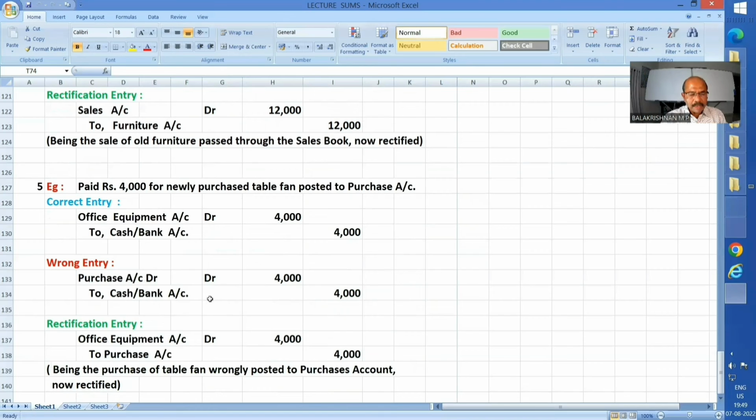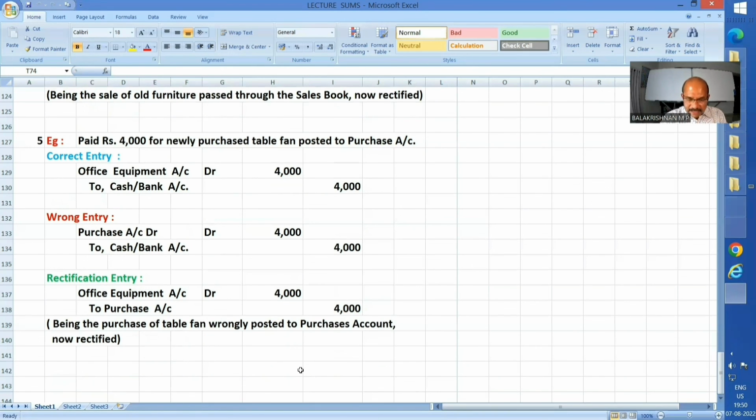The last one. Paid rupees 4,000 for newly purchased table fan posted to purchase account. Table fan is an office equipment item only. Okay. So the entry will be office equipment to cash or bank, or show in the credit side of your cash book by office equipment, resulting in this journal entry only. Okay. Whereas in the credit side of your cash book you have shown by purchase 4,000 instead of by office equipment. So there is a wrong debit of purchase that has to be obviously credited and nullified, and our office equipment is pending a debit that has to be debited. So entry will be office equipment account debited to purchase account 4,000.